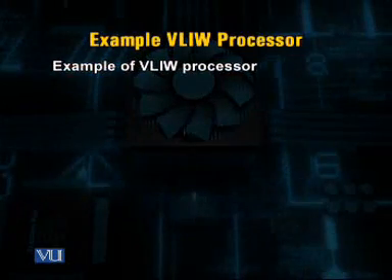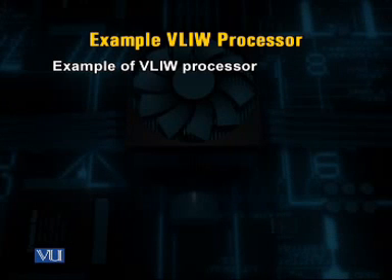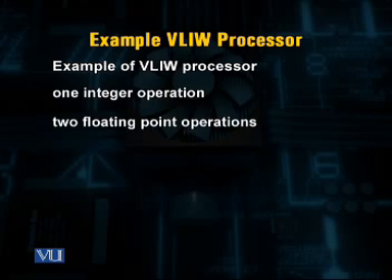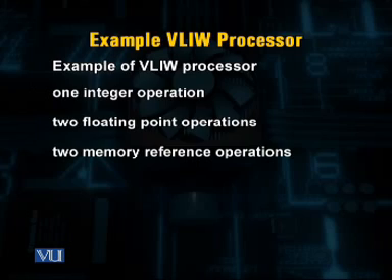Now, in order to discuss the performance of a very long instruction word processor, let us consider an example very long instruction word processor which can perform a maximum of 5 operations in one cycle. Here in this example, we will assume that the operations included in one packet are: one integer operation, 2 floating point operations, and 2 memory reference operations.